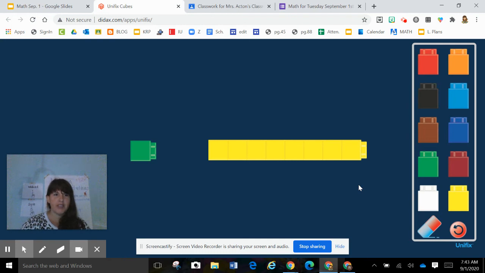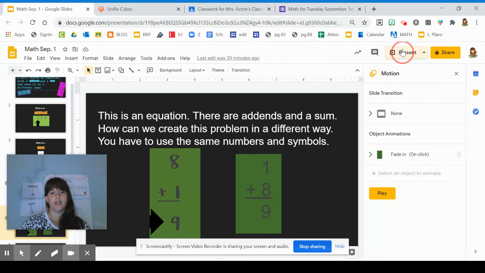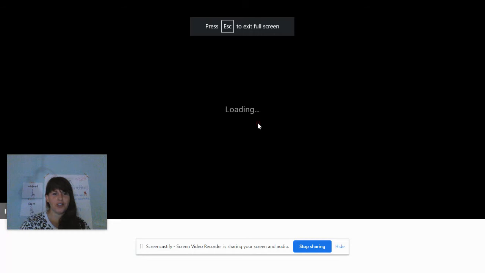So use the same exact symbols. Oh my goodness. Use the same numbers and still got the same answer. I know that kind of shows you, it kind of cheats. I don't like that.